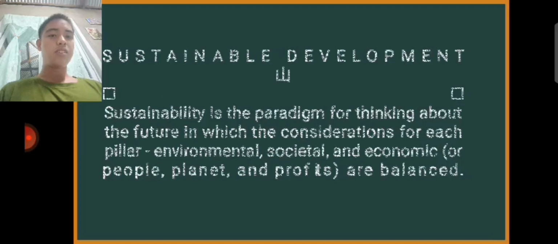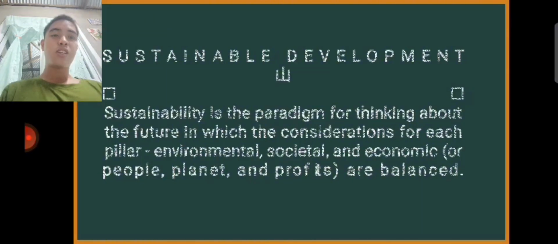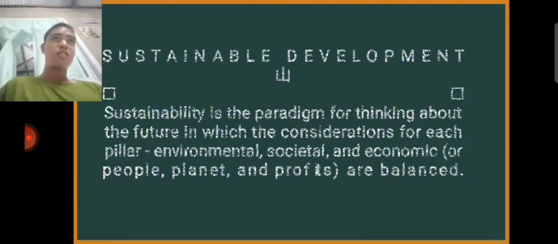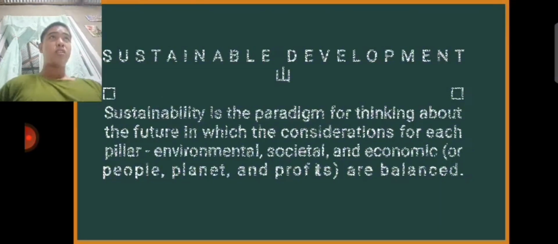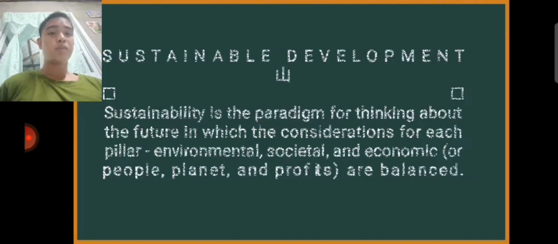So sustainability is the paradigm for thinking about the future. It's still the same definition from the previous slides, in which we consider each pillar, whether environmental, societal, or economic. So environmental includes our crops production, even things like quarrying, the human disruption of nature, which is the mining, quarrying, and cutting of trees. That is something we really have to find a solution to, or even stop, those things that will really destroy our nature.